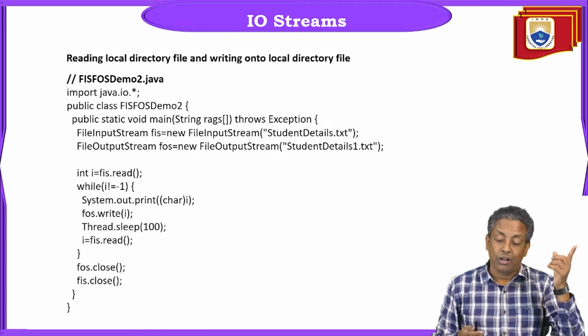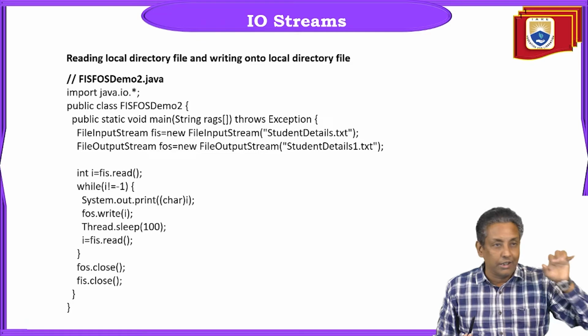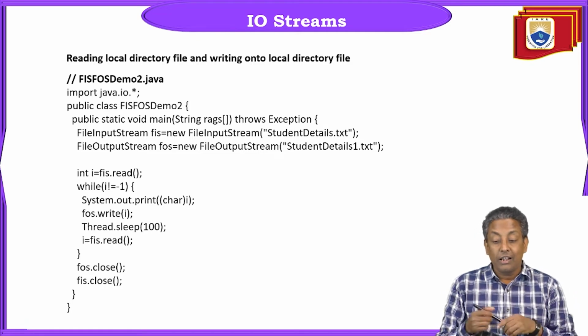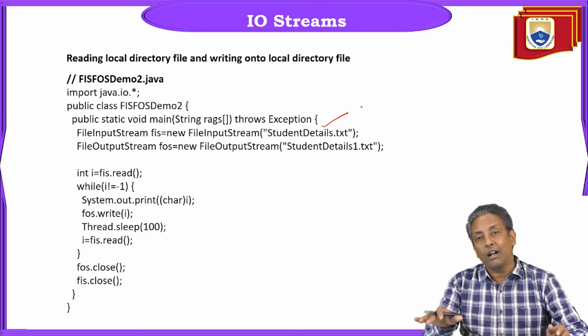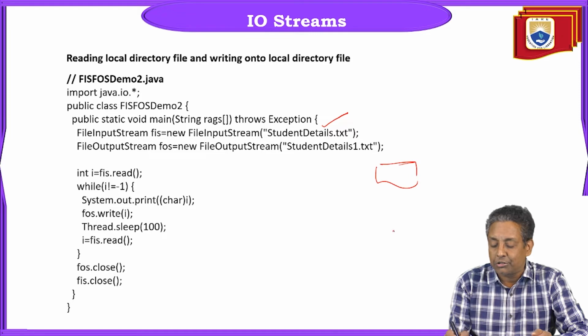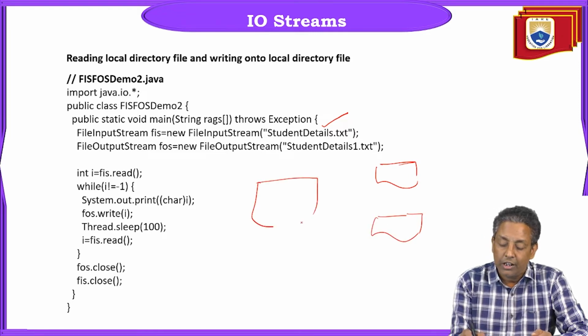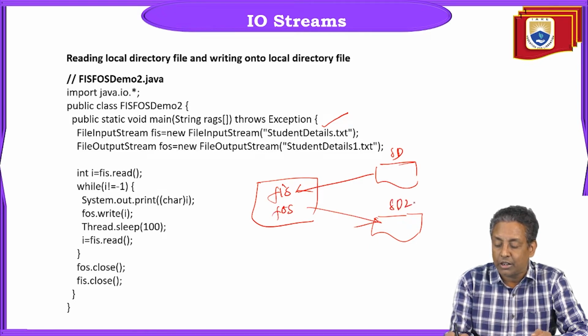In the first example, what we did is we just read the file data and displayed it on the console. In this example, we are reading data from studentdetails.txt and we are writing into another file called studentdetails1.txt. Here the program's FileInputStream reads the data from studentdetails.txt, and using FileOutputStream, the same data will be written to studentdetails2.txt.